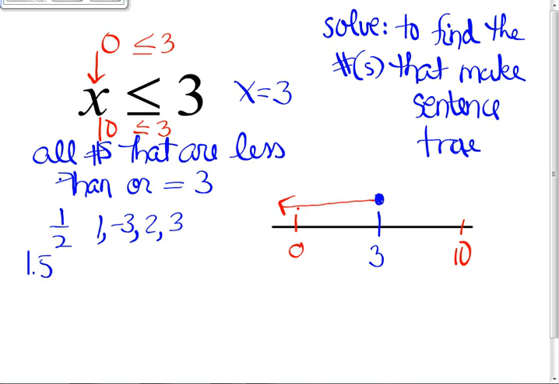All these points, 2, 1, 1.5, we just said they all make it true, don't they? It goes into this sentence here, and if you put 2, is that less than or equal to 3? I can't list them because there's too many. So I have to draw a picture. That's what a graph is. It's a picture of all the numbers that make the sentence true.